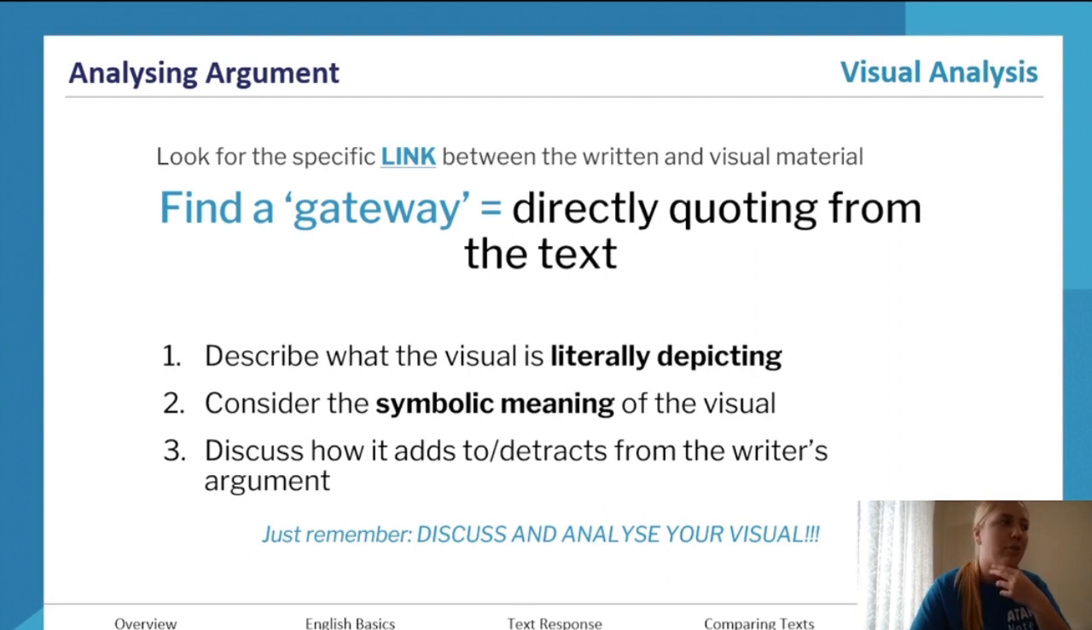So you need to describe what the visual is literally depicting. What do you literally see in the visual overall? Think foreground, background, central object. What is it showing? The embedded photograph depicts blah, blah, blah. Sentence done, closed, and that's how you introduce the visual. You can use the word embedded to make it more flowy to show that this is not a new paragraph, this is still part of the same argument that I'm talking about.